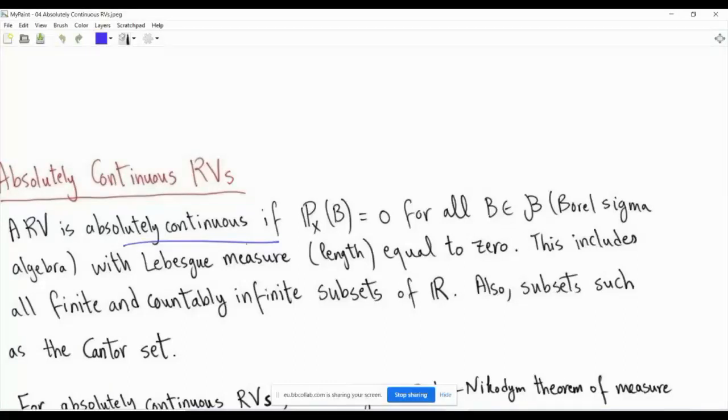And what are the Borel sets with Lebesgue measure 0? Singletons, or subsets of R with a finite number of elements, or countably infinite subsets of R, like for example the set of rational numbers, things like the Cantor set. All those guys have Lebesgue measure 0, and so if we are using an absolutely continuous random variable, then the probability of all those Borel sets should be equal to 0.